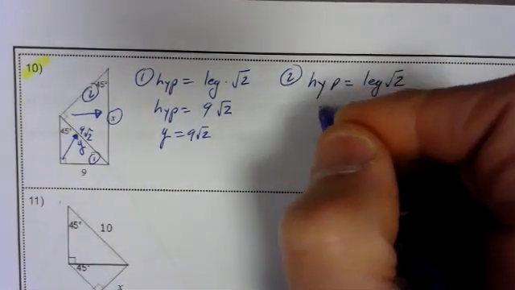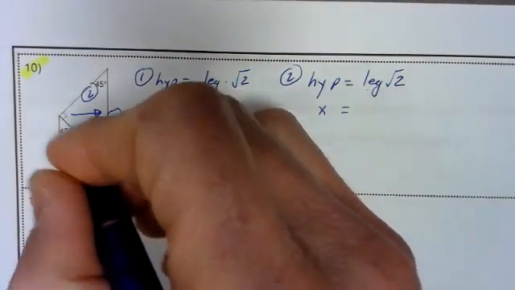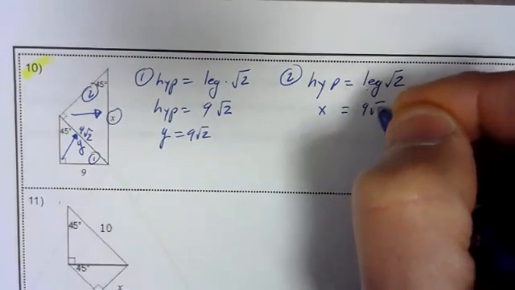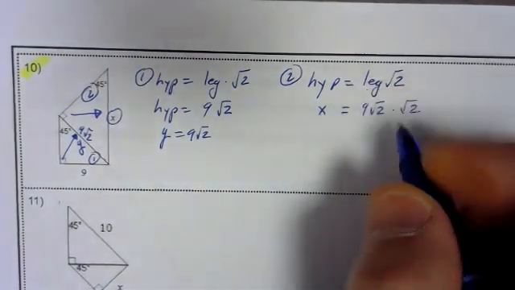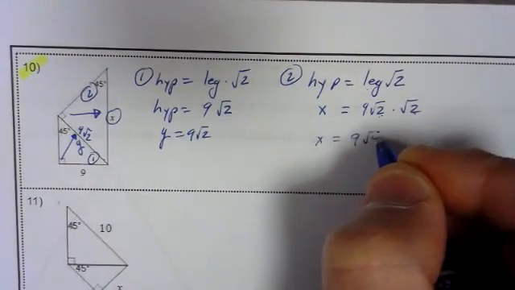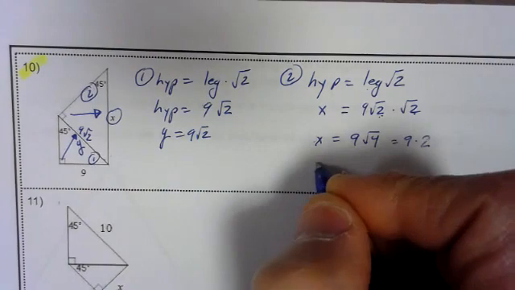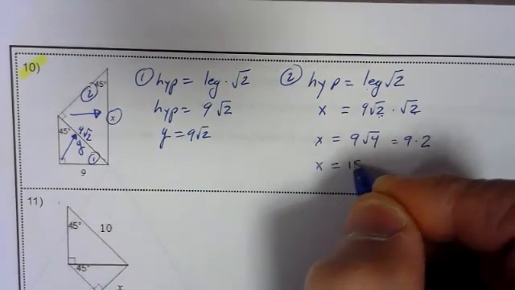So now we know that the hypotenuse, which in this case is going to be x, is equal to the leg, which is this side here of 9 root 2 times root 2. Now I can multiply my root 2's together to get x is equal to 9 root 4. Root 4, of course, is equal to 9 times 2. So x finally is worth 18.